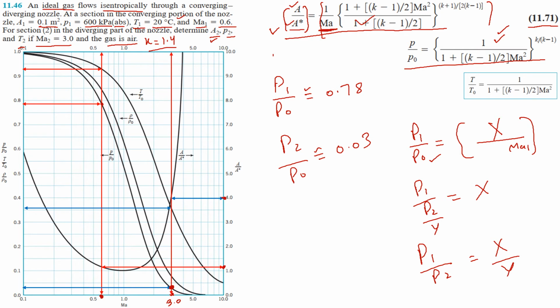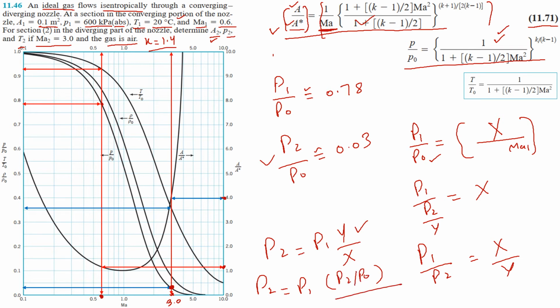So now I can rearrange this equation for p2, and p2 will come out to be p1 into y over x, and I know that p2 is equal to p1 into y, which is p2 over p0, divided by the x, that is p1 over p0. So now I know my values for these two, and I can find my pressure at p2.